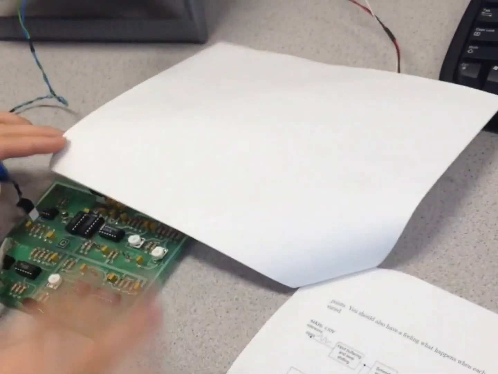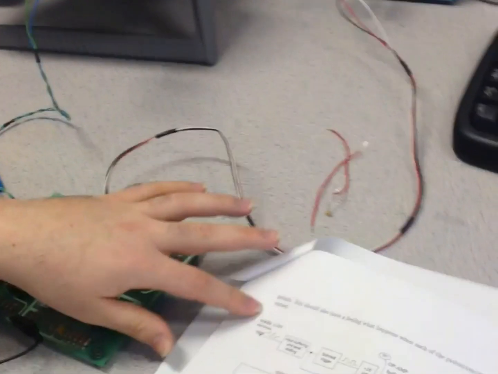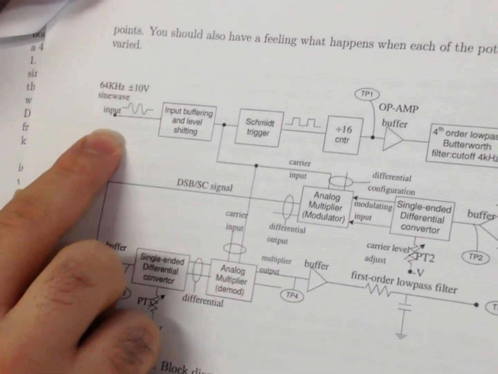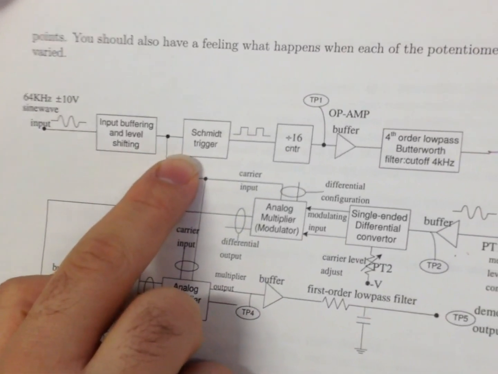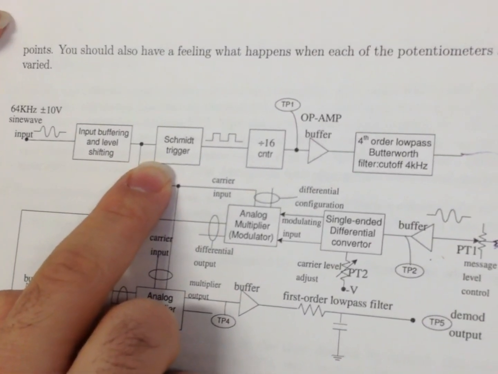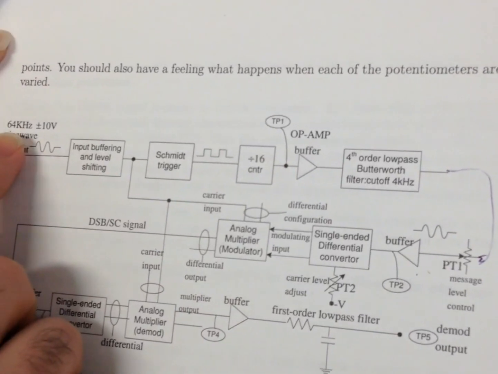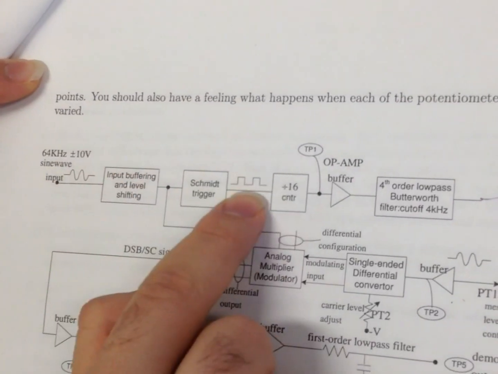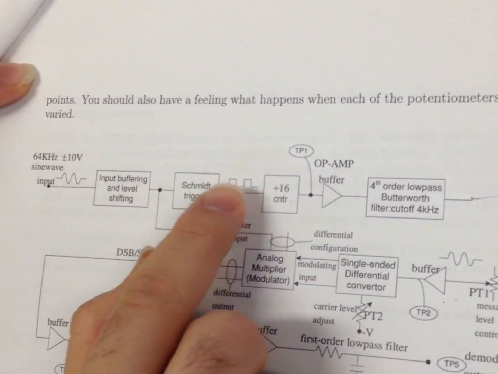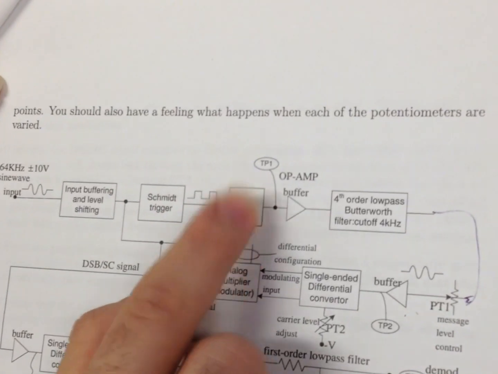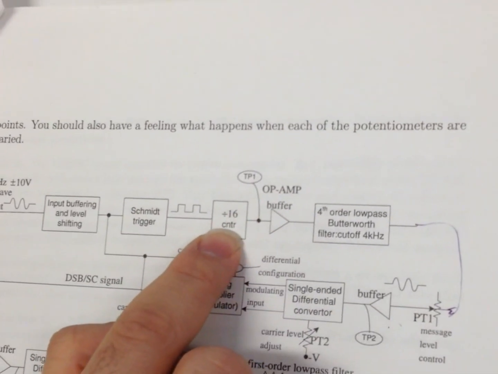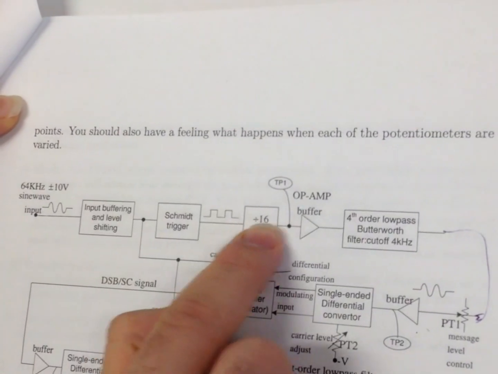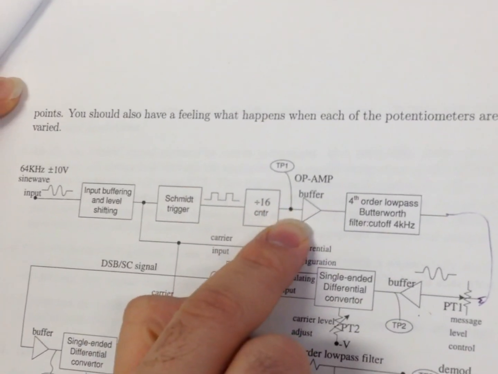So what we are going to do, this is the block diagram of our board. This is the input, 64 kilohertz, 10 volt peak to peak sinusoidal. We'll input it to a Schmitt trigger circuit, which outputs the same signal, but instead of sinusoidal, it is a square wave. What is the advantage of having a square wave? It is easy to divide. Just a divide by 16 counter. Instead of 64 kilohertz, divided by 16, we have a 4 kilohertz square wave.